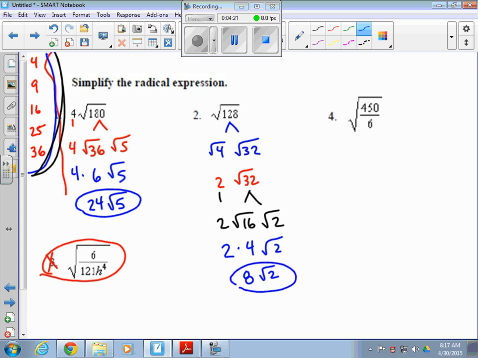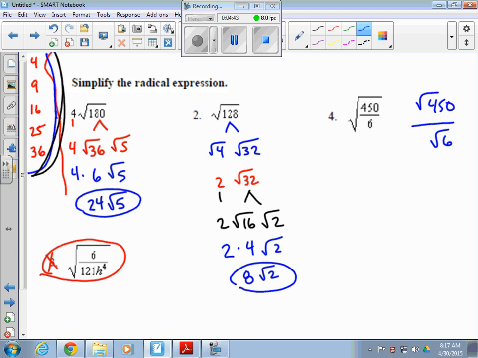Number 4 acts just like last night's homework problem number 21. If you separate it and make it the square root of 450 over the square root of 6, you're left with something that doesn't have a perfect radical at the bottom. We have not learned how to rationalize this and multiply it by whatever's on the bottom.